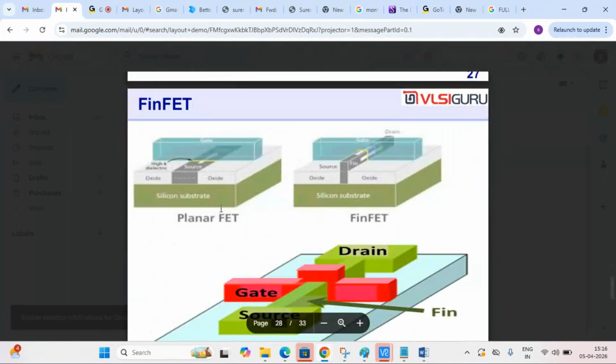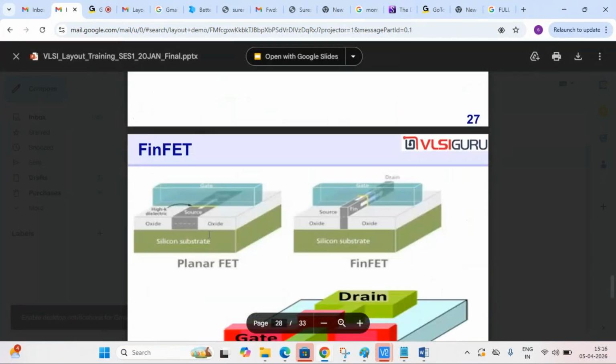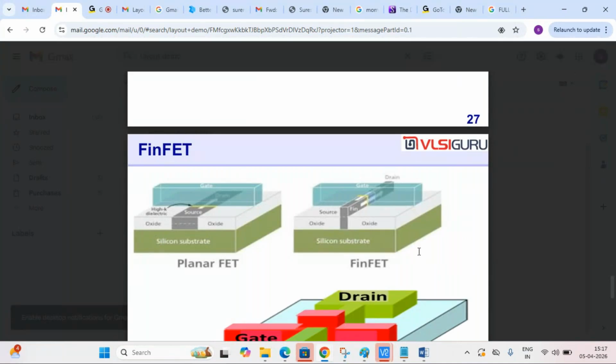Some FinFET basics will be covered; this is an advanced node. So we have a 16 nanometer tool also there. 14 nanometer will be generally used, but we'll give you some examples of the 16 nanometer tool also. So we have a FinFET option here.